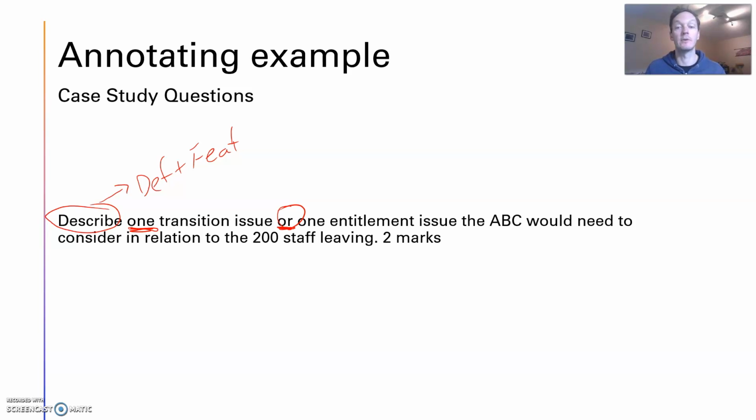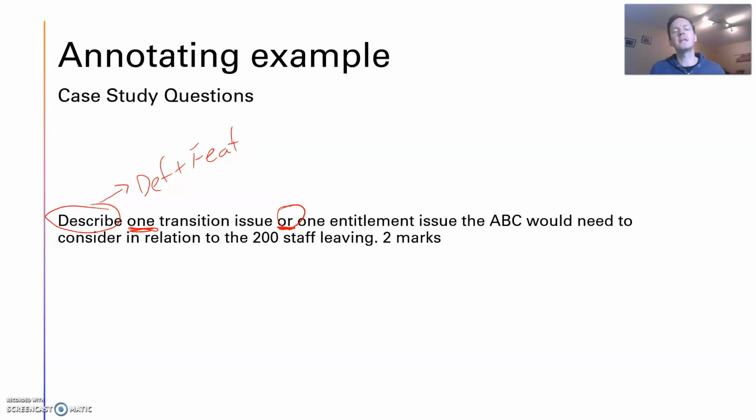Then when we go down, we read the rest of the question: the ABC would need to consider in relation to the 200 staff leaving. You know from doing the or that you're going to talk about either a transition issue, as my cat comes through the cat door, either a transition issue or an entitlement issue. Based on your knowledge of the information and what's in the case study, you're going to pick which one you're going to do. So I'm not going to circle or highlight both of these things. I'm only going to do the one I'm going to talk about.